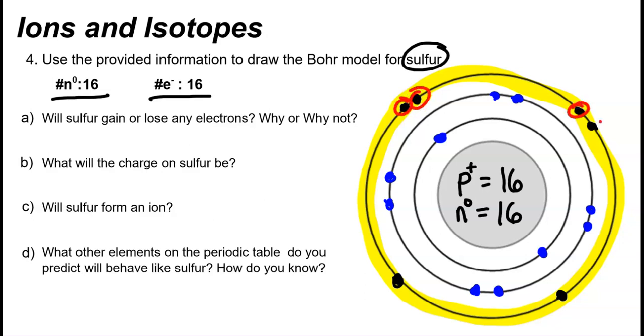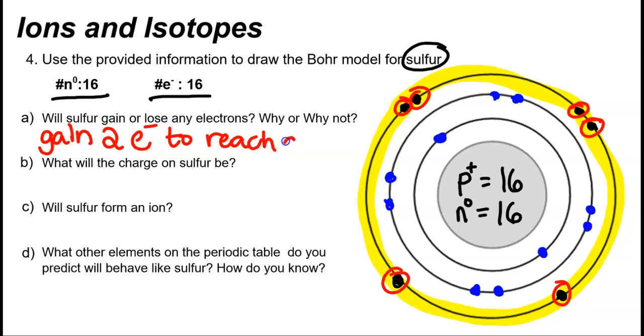We have 1, 2, 3, 4, 5, 6 electrons. So we either need to lose all 6 of those electrons, or we need to gain 2 more. And so it'll be a lot easier for the sulfur atom to just gain 2 more electrons to get to a full octet. So A, we're going to put that it will gain 2 electrons, and I'll abbreviate e minus, to reach an octet.